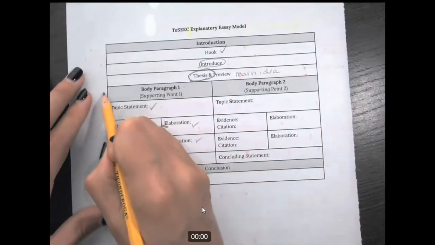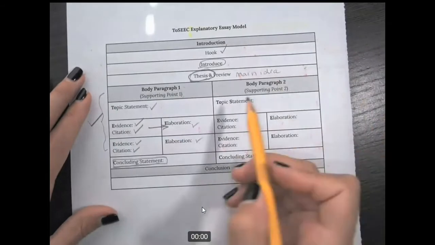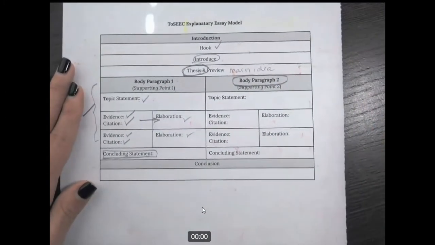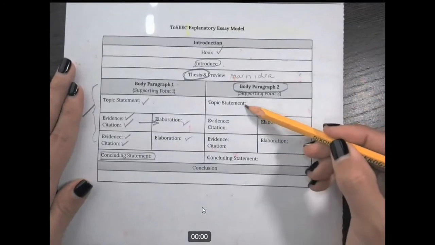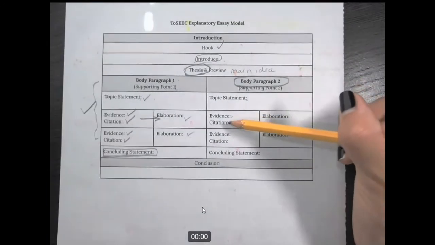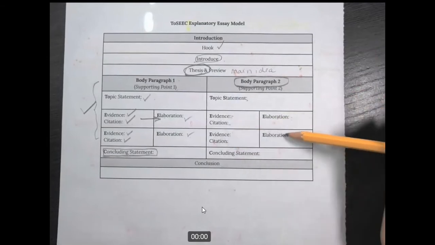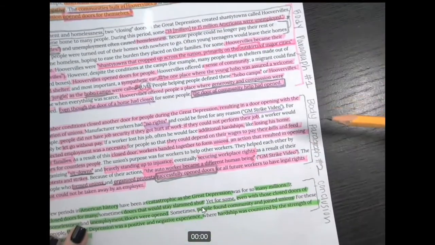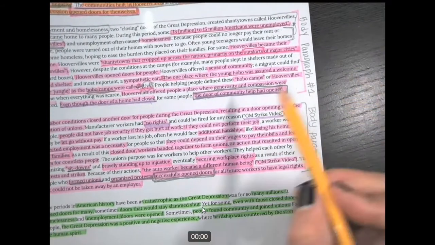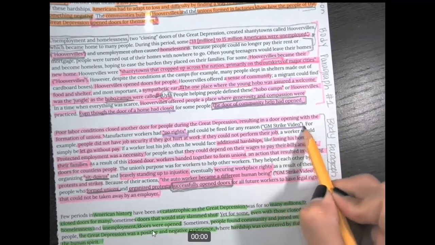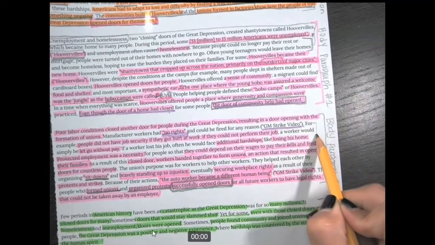So after we do this part right here, we're going to move on to our next body paragraph, which is body paragraph number 2. Same process. Topic statement, evidence, citation, elaboration, evidence, citation, elaboration. So we go back to body paragraph number 2. We have our pieces of evidence with our citation. We explain that a little more and we elaborate.